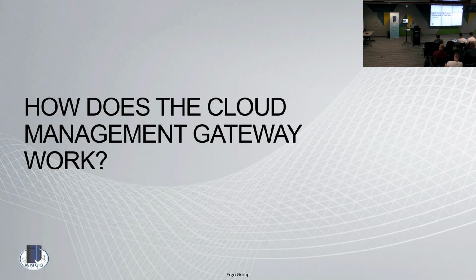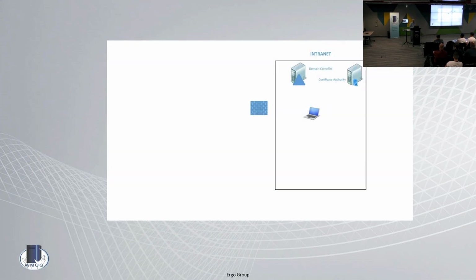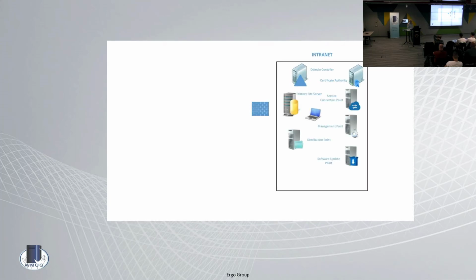Okay, so how does the cloud management gateway actually work? We'll just have a look at a graphic showing the infrastructure and the flow. This is like my Lego version. So this is our intranet. We have an on-premise Active Directory, which includes a certificate authority. And we have a Config Manager primary site with the typical roles: management point, distribution point, software update point.